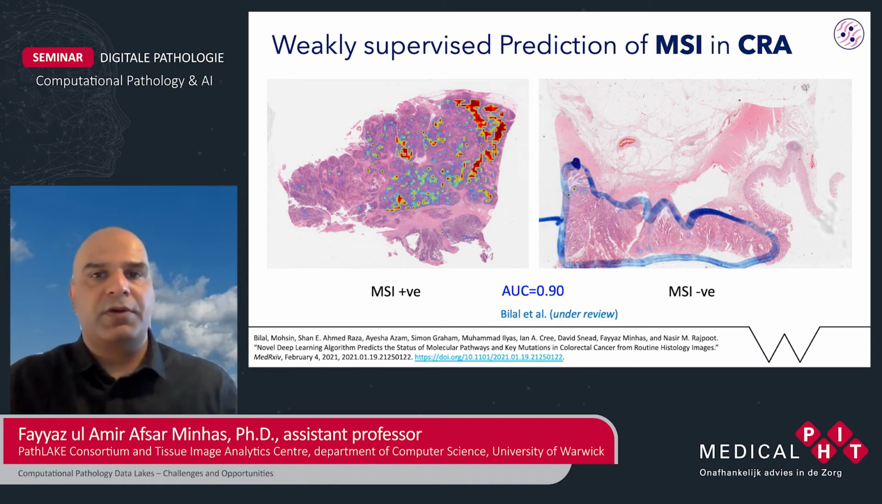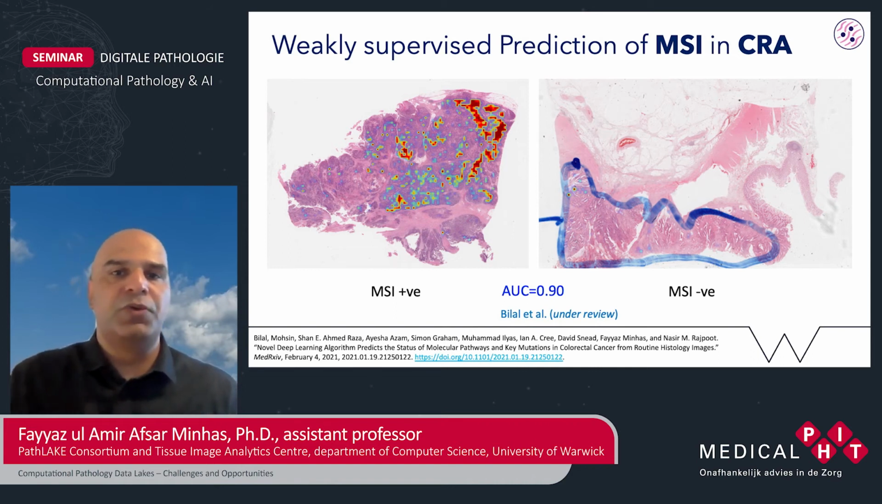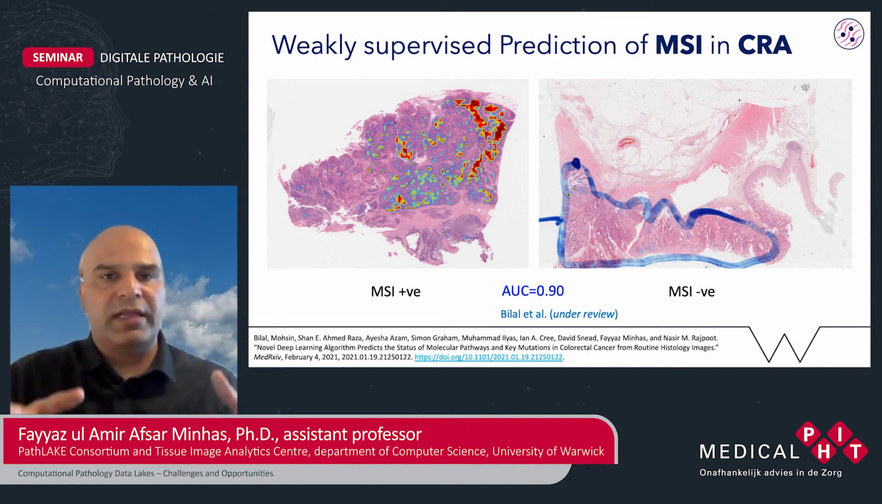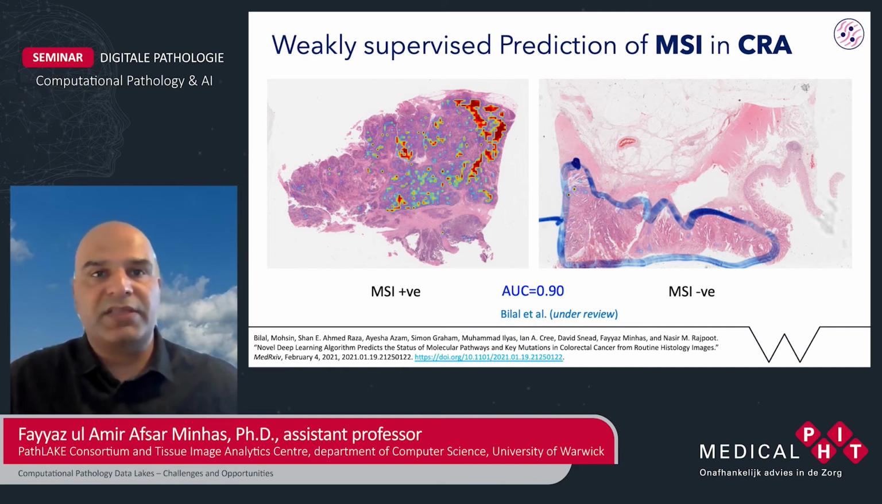And in this case, what we want to do is to use minimal annotations in order to generate predictions at the slide level. So in weak supervision, we have a single label for the whole slide image, whether it is, in this case, MSI positive or MSI negative. And we can develop a machine learning algorithm that is able to discriminate between these two different classes.